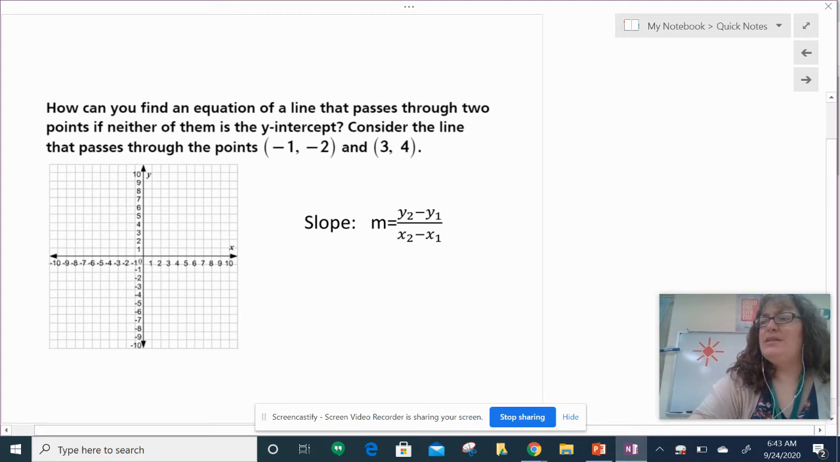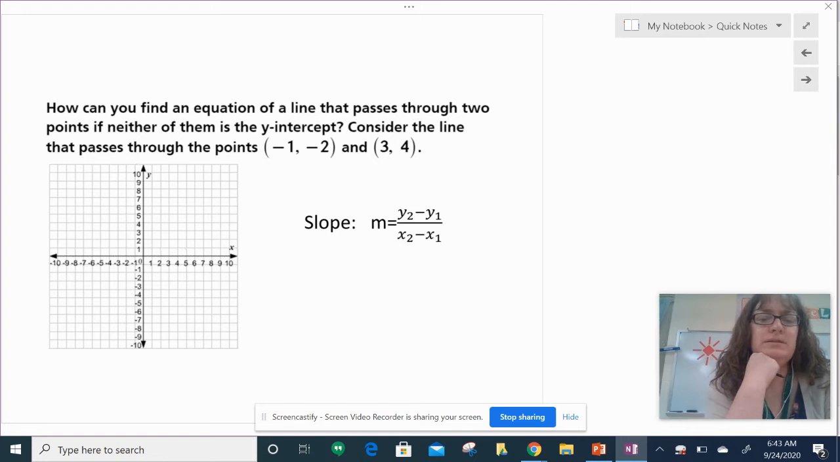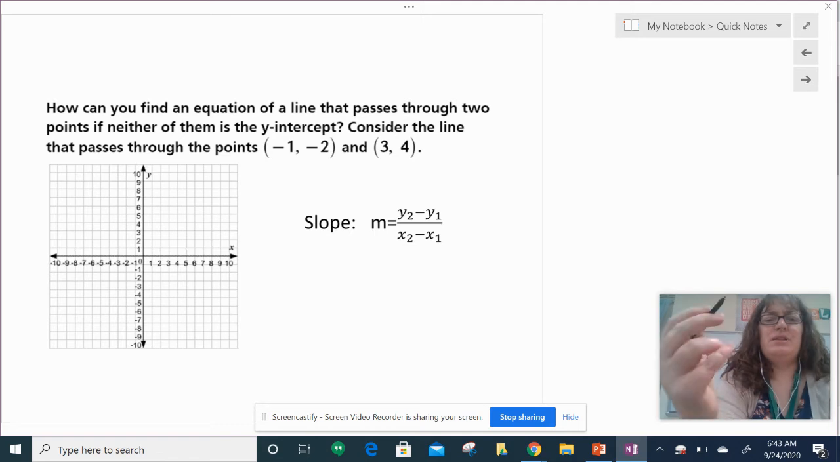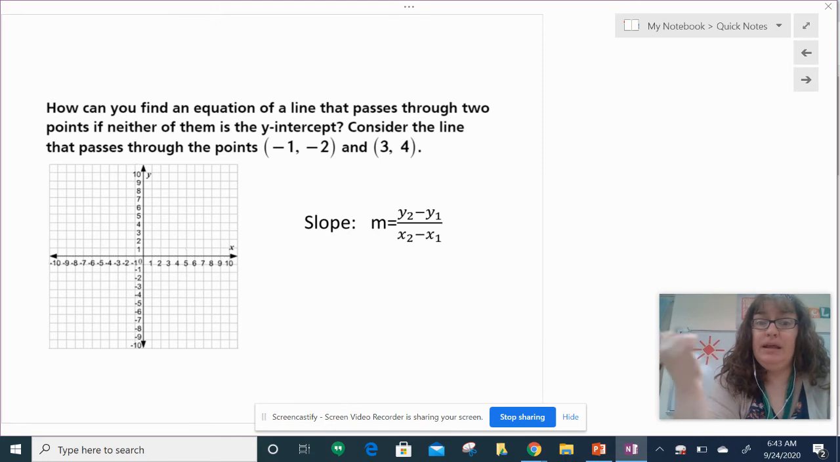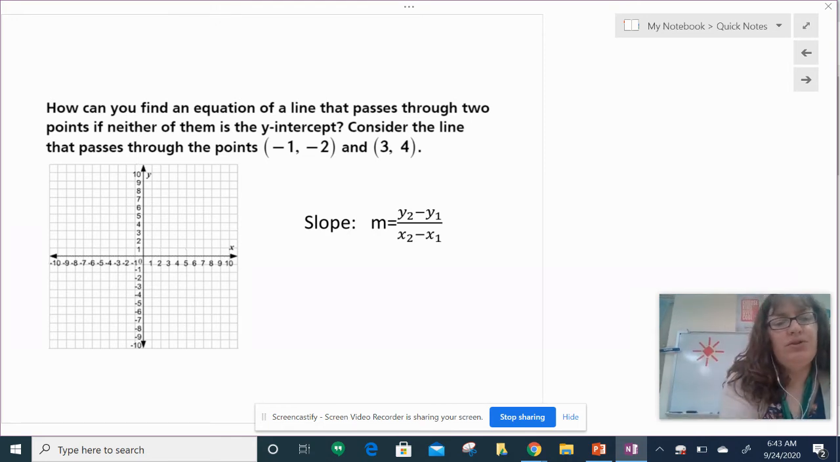All right, let's take a look at this one. How can I find an equation of a line that passes through 2 points if neither of them is the y-intercept? So they're asking us to consider a line that goes through the points -1, -2, and 3, 4. Just because I want to get a clear picture of what they're asking, I'm going to go ahead and plot those 2 points, plot this line, and see if that gives me any hints for how to find this. So looking at this, I'm starting with the point -1, -2, and then the point 3, 4.